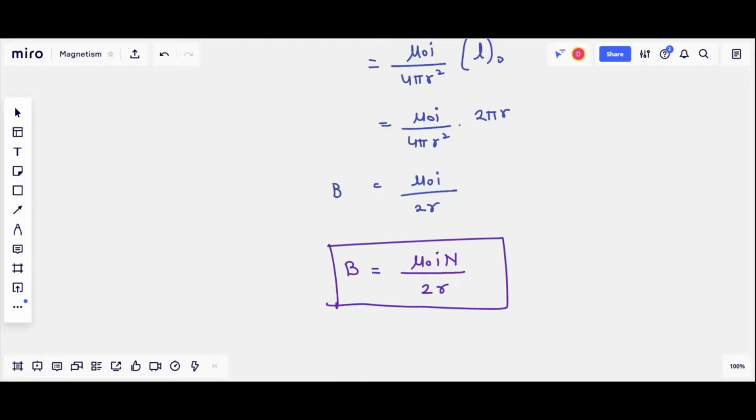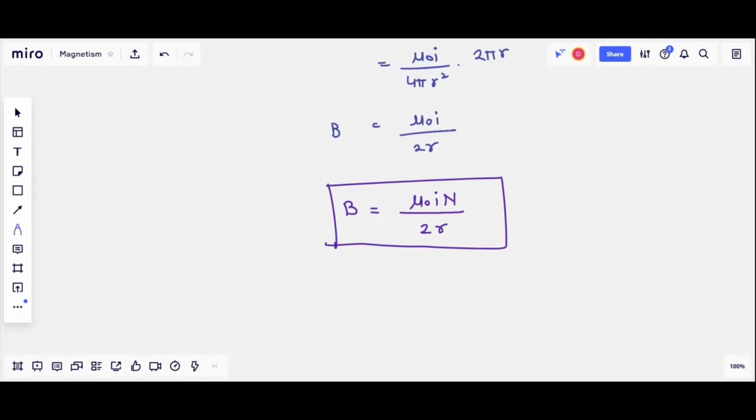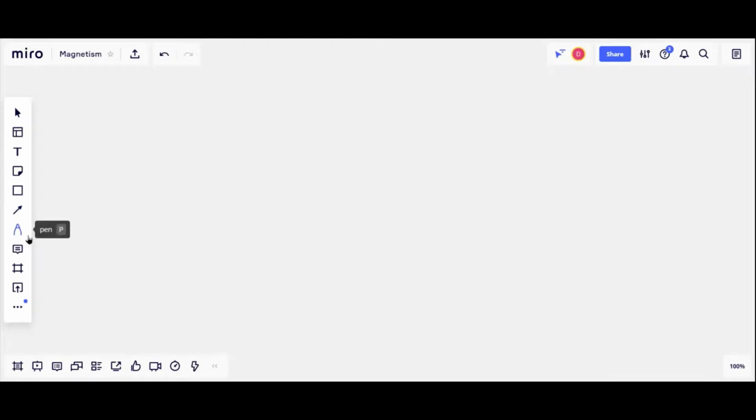And what is the direction? We just use the same rule. As per the right hand palm rule, if we place our thumb over dl, definitely the current is going in this direction. So fingers point towards the radius, so the push is coming vertically upwards. So we'll place a dot over here. Whenever the direction is anti-clockwise, the field comes out of the plane. So that's how we get the formula for the magnetic field due to a current carrying loop, but that too at the center.